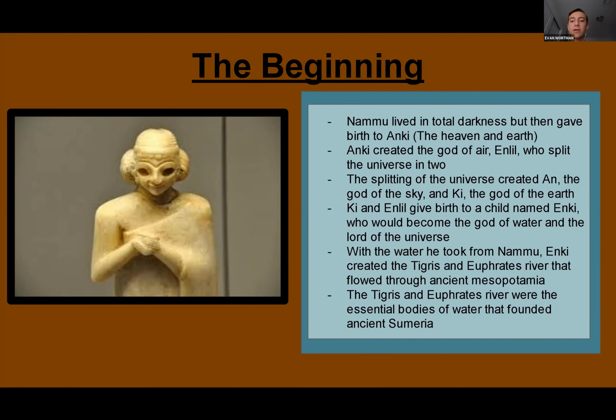With the water that he took from Nammu, Enki created the Tigris and the Euphrates River that flowed through ancient Mesopotamia. Sumerian culture is based around Mesopotamia because that's where it was located in the ancient world. And the rivers were the essential bodies of water found in ancient Sumeria.